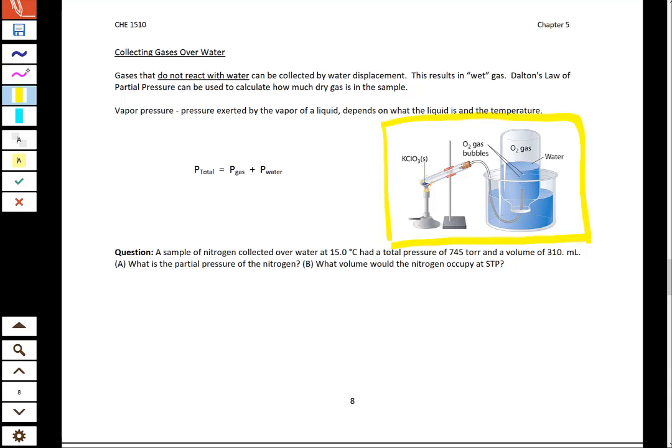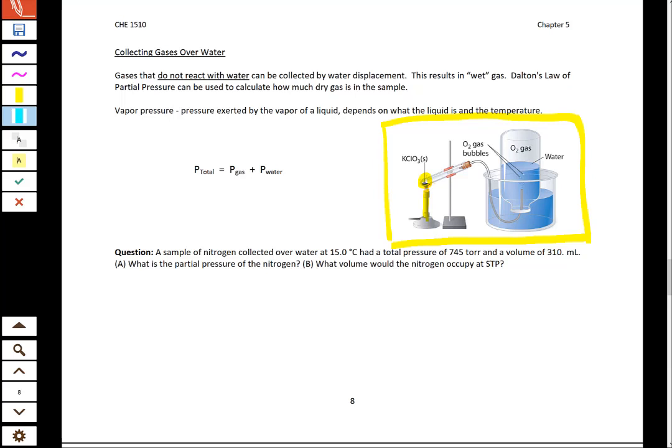So first of all, we have your Bunsen burner. Your Bunsen burner is going to be your heat source. And then in this case, you have some solid, in this particular example, it's potassium chlorate, in a test tube. And when you heat potassium chlorate, it ends up decomposing. And one of the things that it decomposes into is oxygen gas.